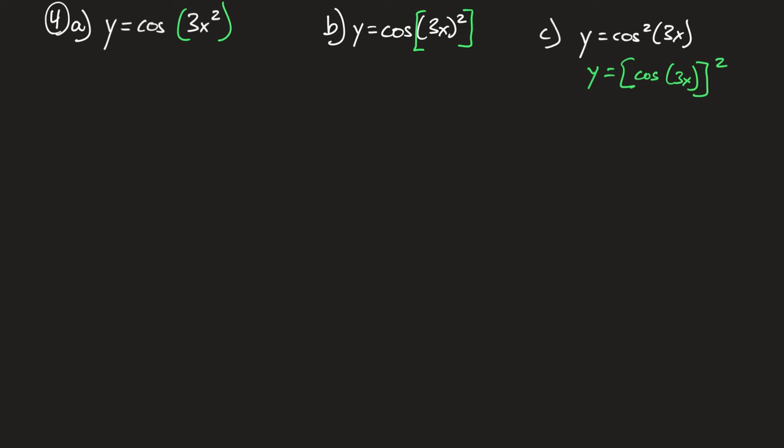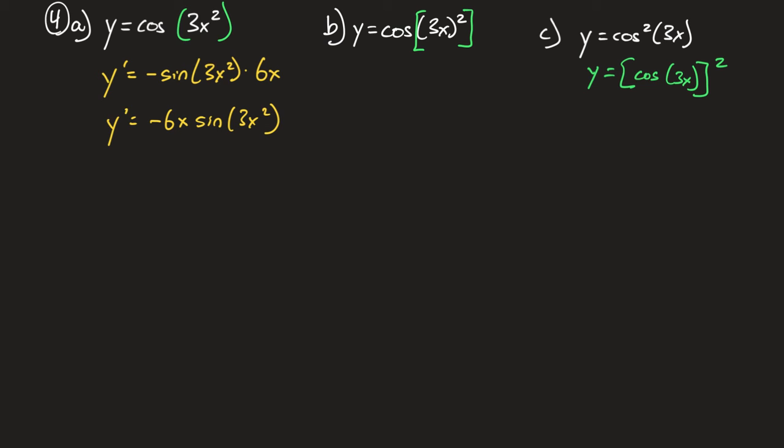So for A, we have y prime equals, we have the cosine of Bob, and the derivative of the cosine of Bob is negative sine of Bob times d Bob. So we take the derivative of 3x squared, which is 6x. And again, we would rewrite that, do a little rearranging, as negative 6x sine of 3x squared. Pretty straightforward.